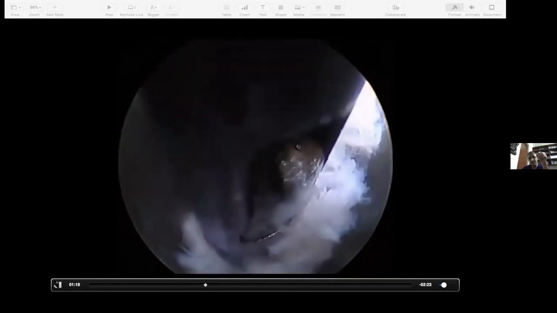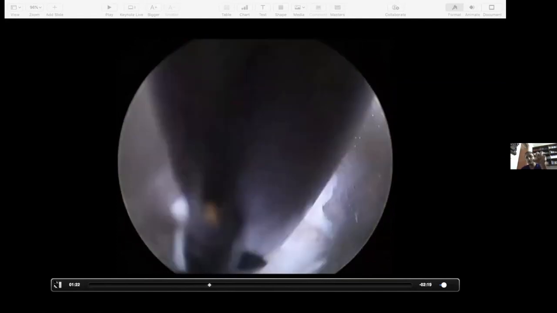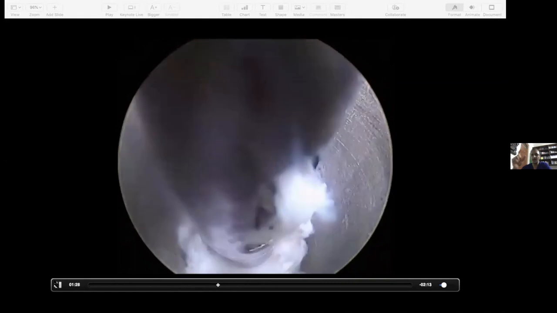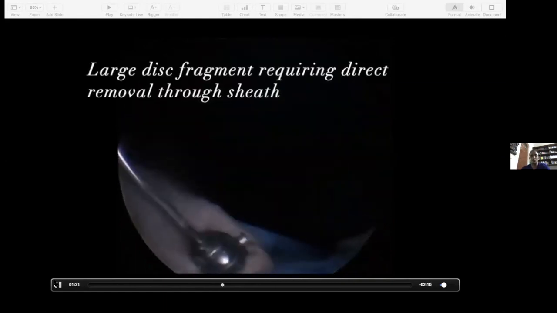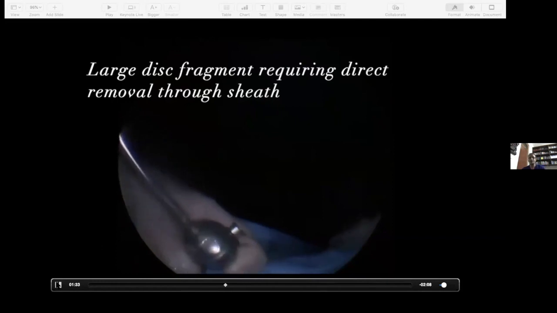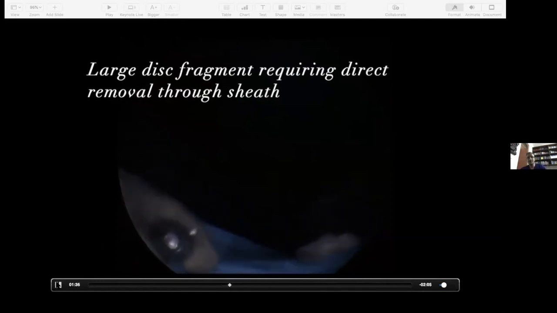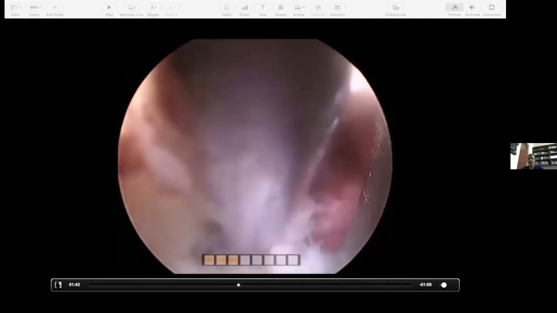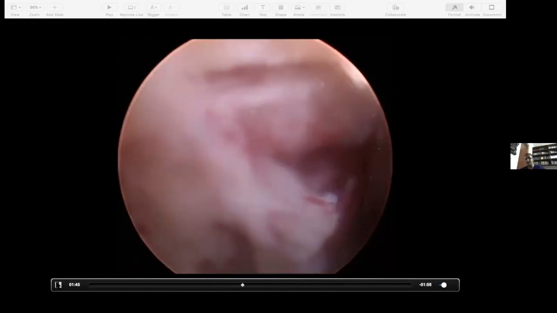This is the biggest piece that could not come out through the scope, so we had to remove it with the scope out. It was such a large fragment, almost 5 centimeters long. So here you see, this is the same sheath. You can see the ball here. I've opened the cannula and my scope is not there. So I'm just grabbing it with a larger forceps. And this is the huge fragment that came out. Okay, it's sort of inflamed. And after that, I'm again clearing other fragments.